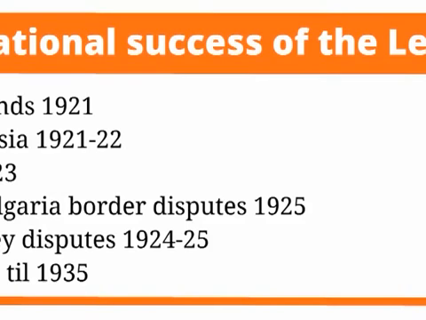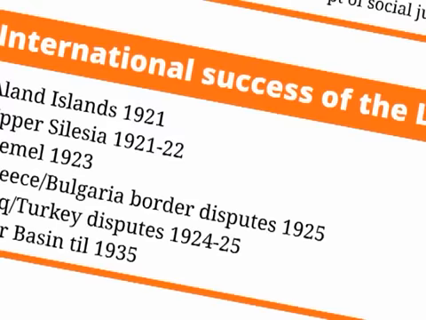The successes of the League: we often look at just the failures, but quite a few disputes were actually solved within the League structures. The Åland Islands in 21, Upper Silesia, same year. Corfu in 23. We had Greece and Bulgaria almost coming to blows, and that was sorted out in the League of Nations. Iraq and Turkey had disputes in 24 and 25, and finally the Saar Basin. That took quite a while, but was finally solved in 35.